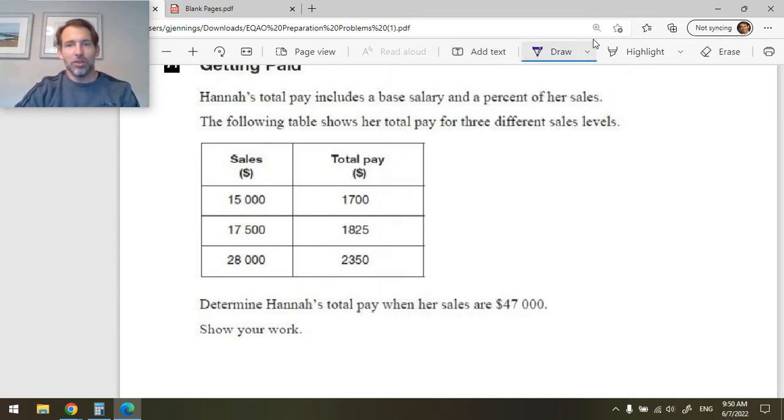These questions are pretty old. They might have thought of these as like a month. Okay, so let's just use our sales. If her sales are really high, what will her income be?